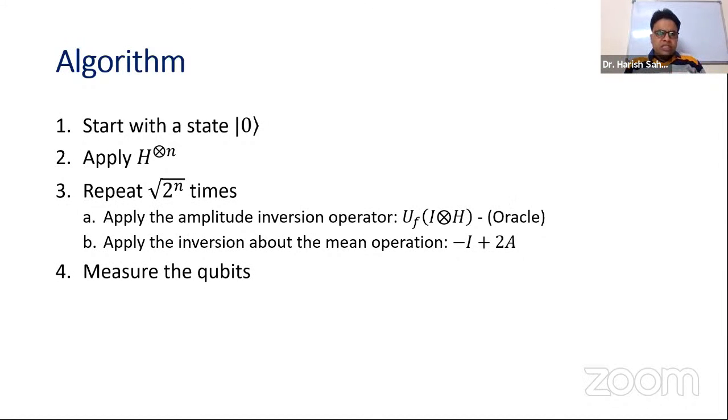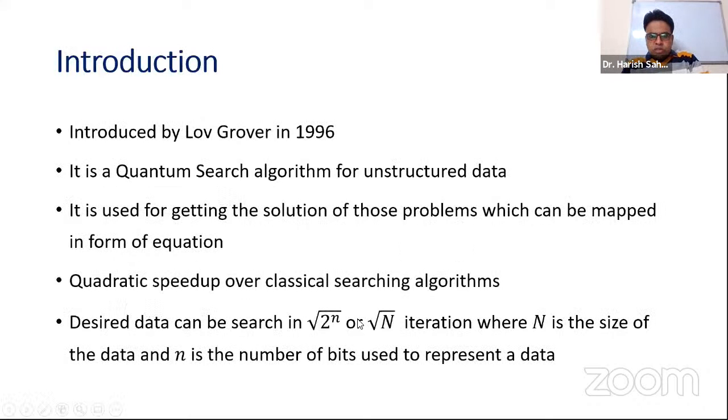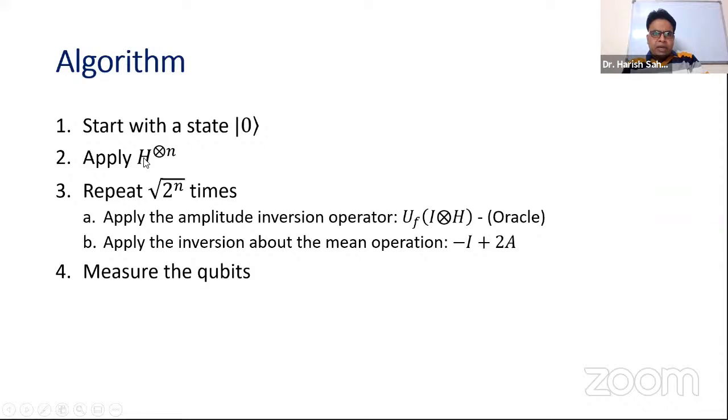So the algorithm is very simple. First we start with the state zeros, so all qubits will be initialized to 0. We choose small n qubits, initialize them with 0, and then we apply Hadamard. Yesterday we saw that if we apply n Hadamard gates on n qubits initialized to 0, it creates an equal superposition of all states possible with these n bits.